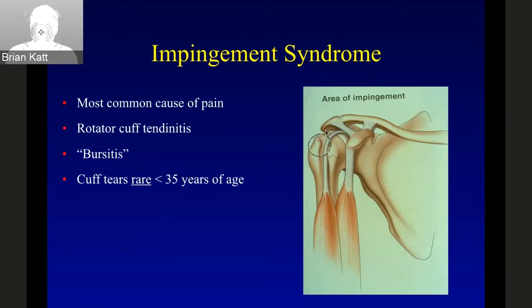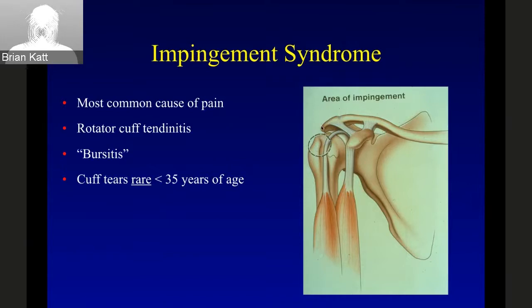There's a bursa, which is a potential sac of fluid, which lives in this area right here. So a lot of times when the tendon gets irritated, the bursa gets irritated. So we call that bursitis, tendonitis, impingement. All those three things are the same entity to me.